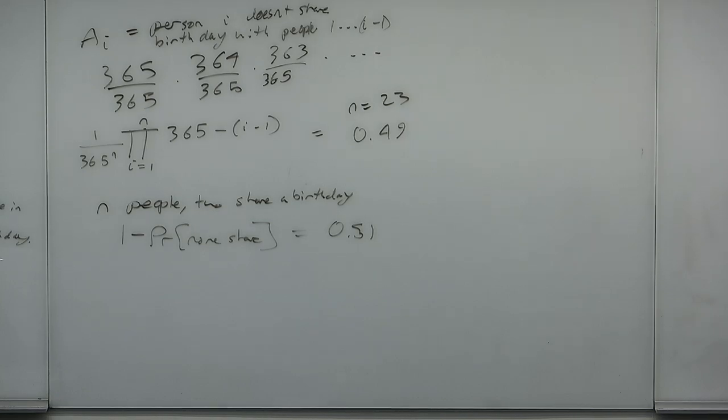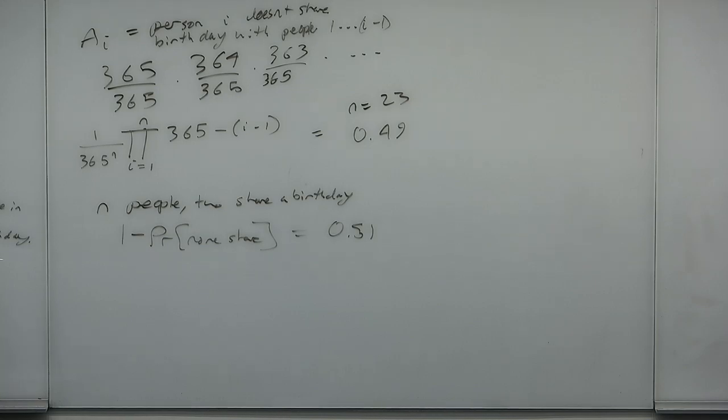This is a challenge question. No, I don't think that's it, because that could be greater than 1. It should be a probability. Where n is the number of people.